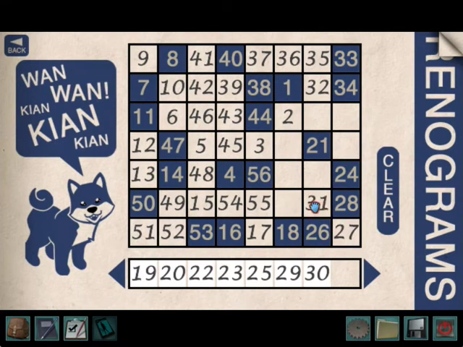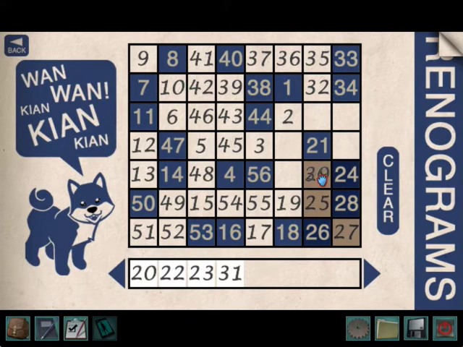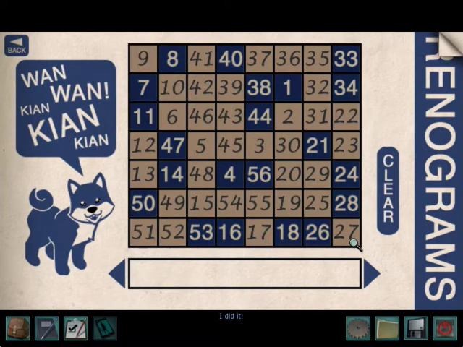So now it's just this corner that we need to work on. And I think I can kind of see what to do here, but not exactly. 25 has to go there. So that narrows it down. 19 goes there. 20 can go either here or here. But 29 has to go here now. Okay, I think I see what to do here now. I did it! There we go.